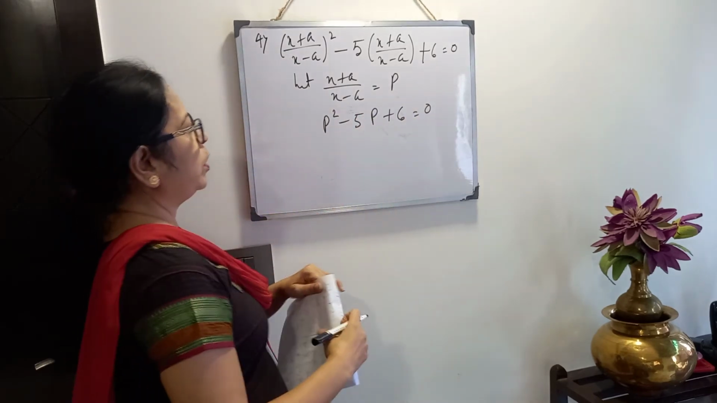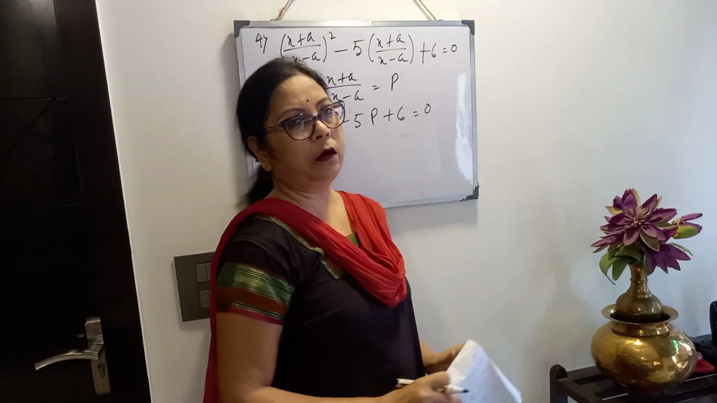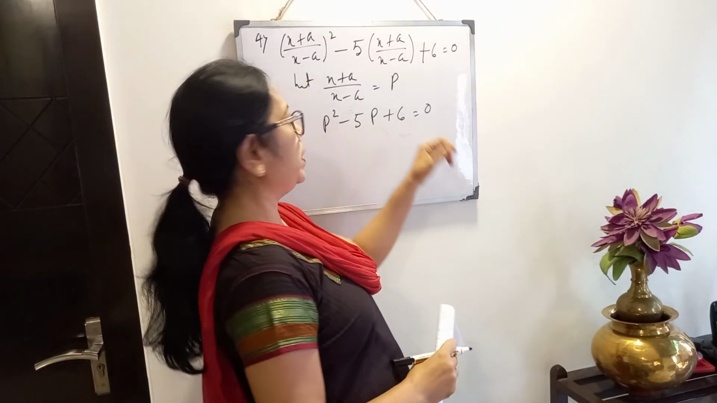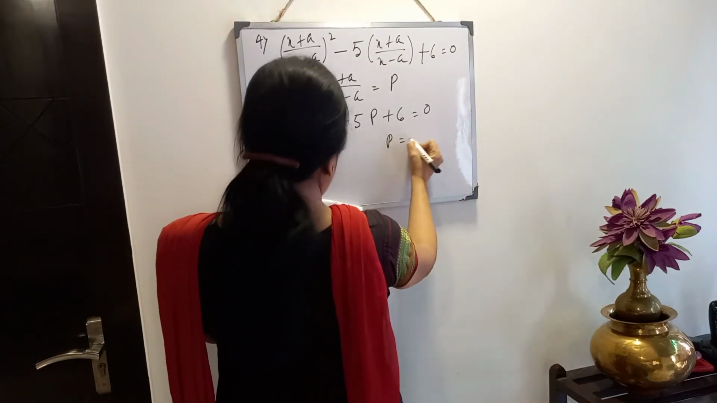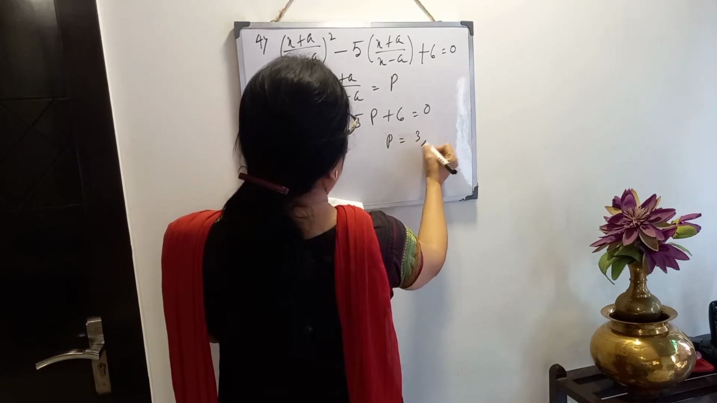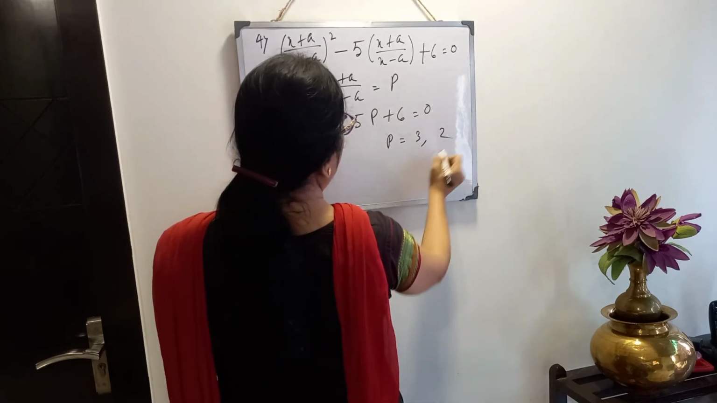Now after that you can do it yourself. You will do the middle term split, so you will get the values of p as 3 and 2. Clear? But this is not the answer.